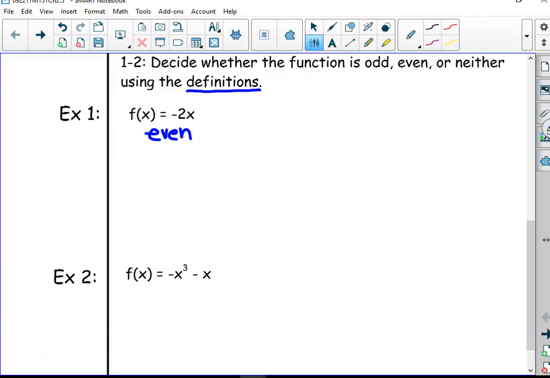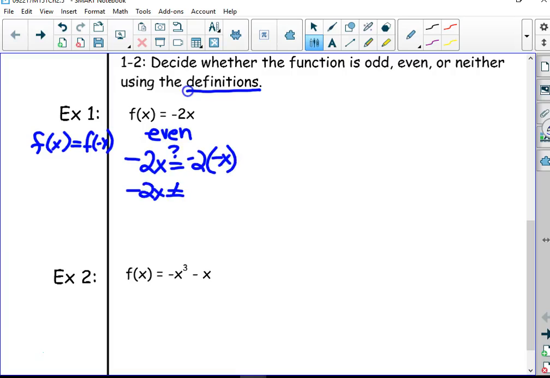And remember, even says that f of x is going to be equal to f of negative x. So on the left-hand side, here's my f of x. On the right-hand side, I'll put in a negative for x. And right away, you see that I get a negative 2x on this side and a positive 2x on this side. So it's not even.